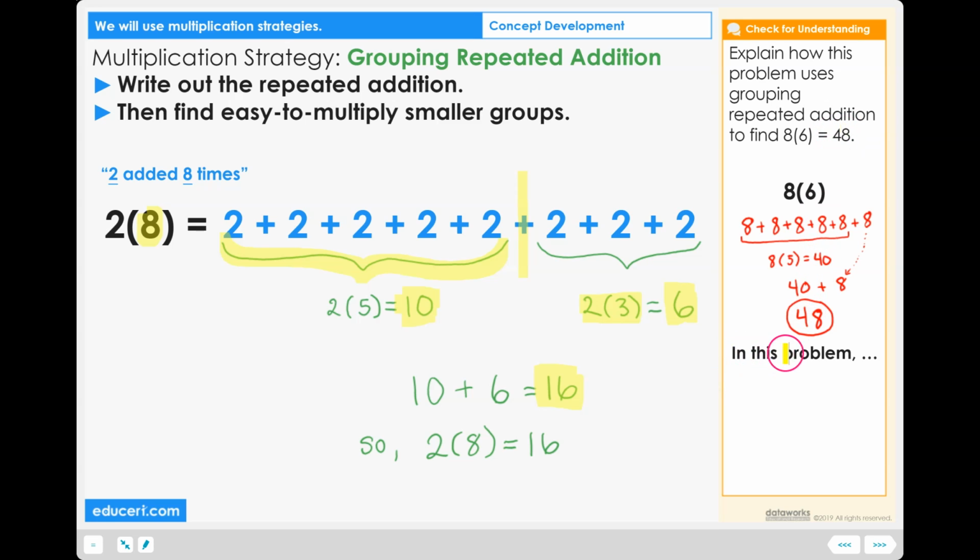Use this sentence frame to start your explanation. In this problem, blank.